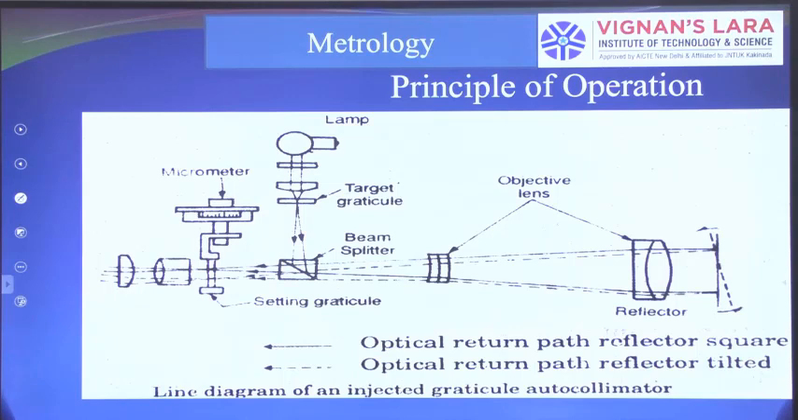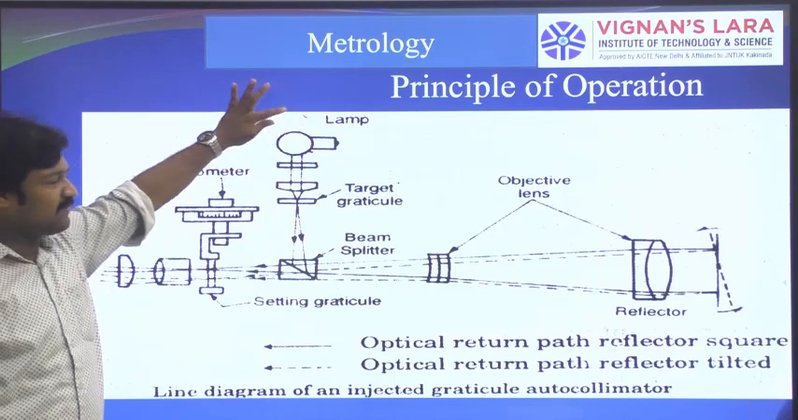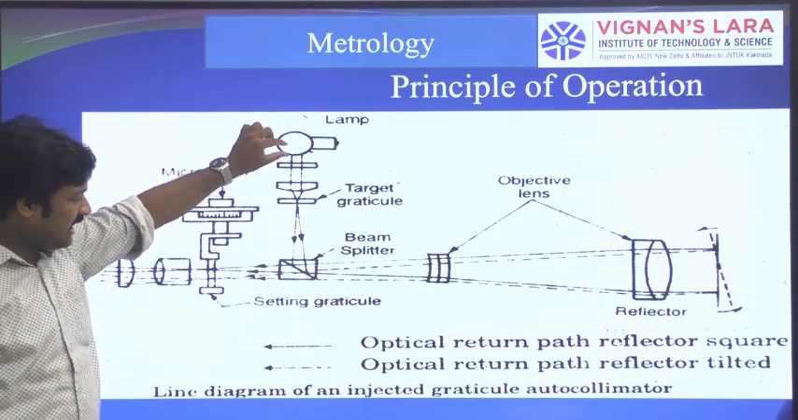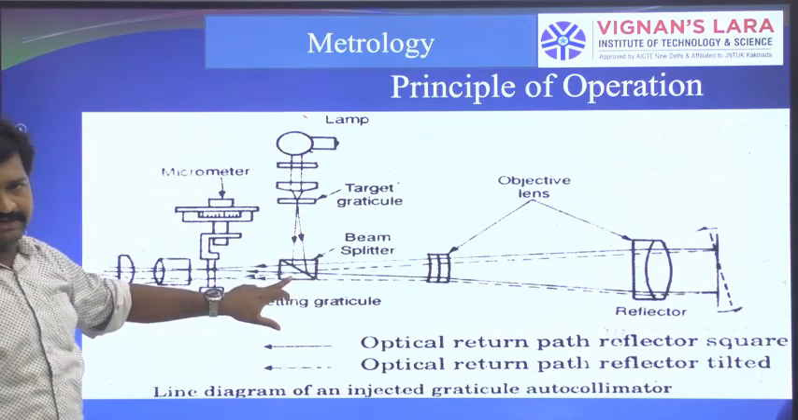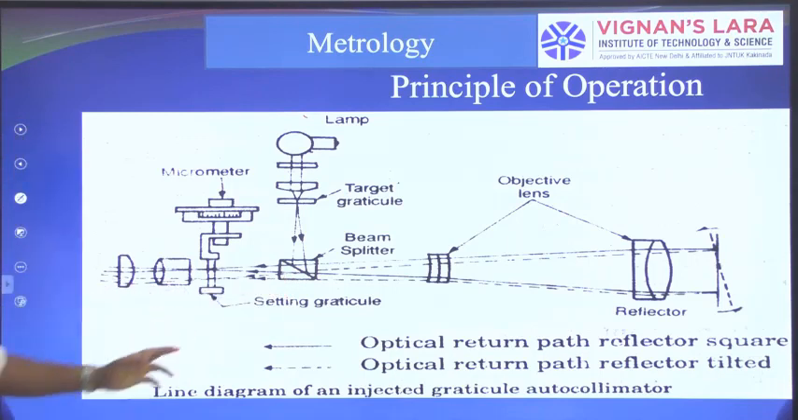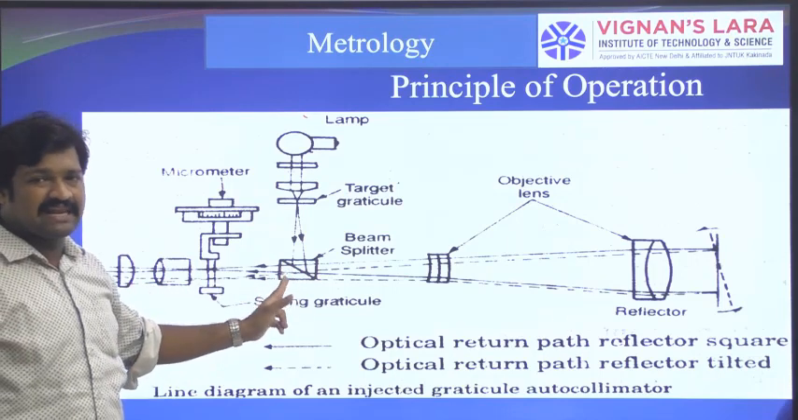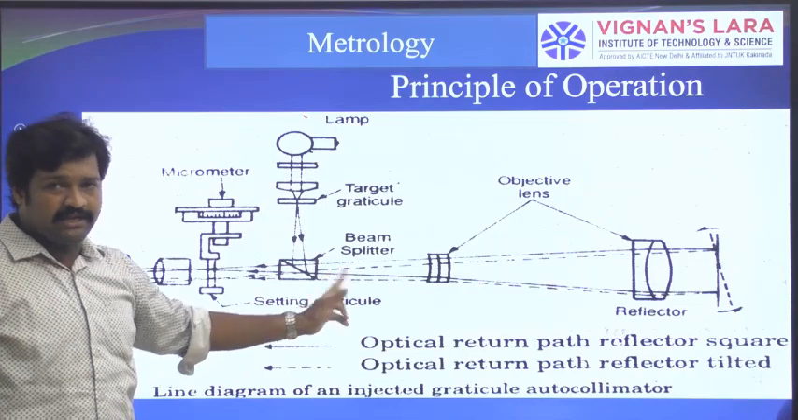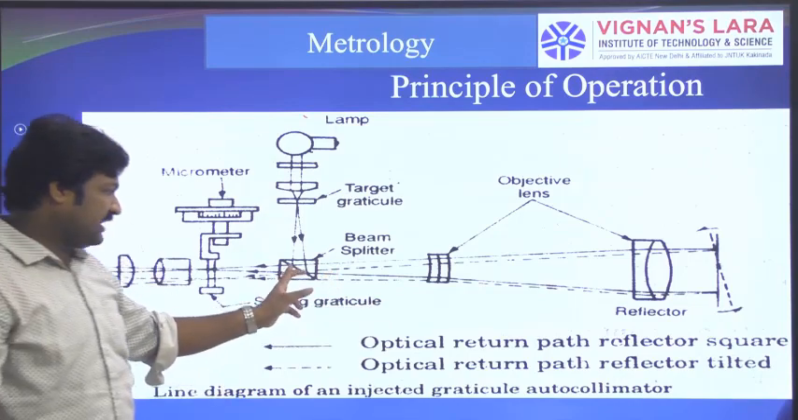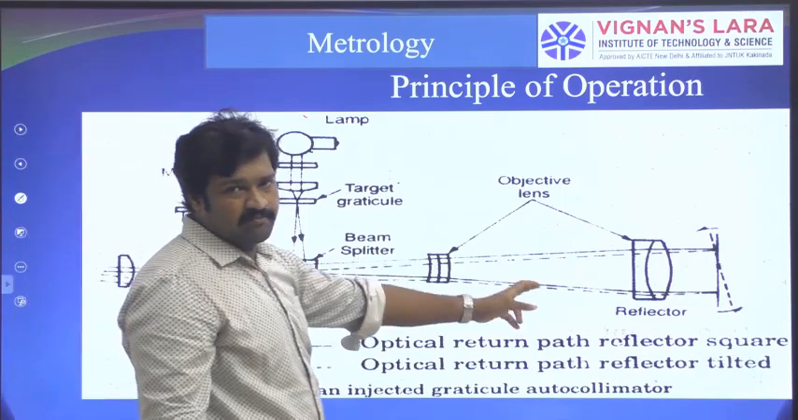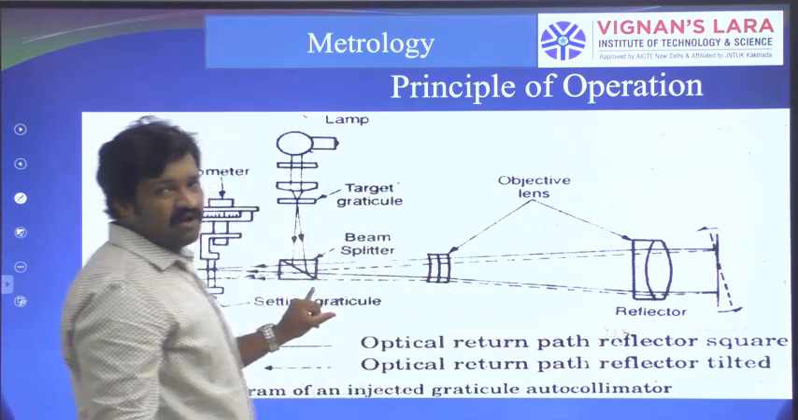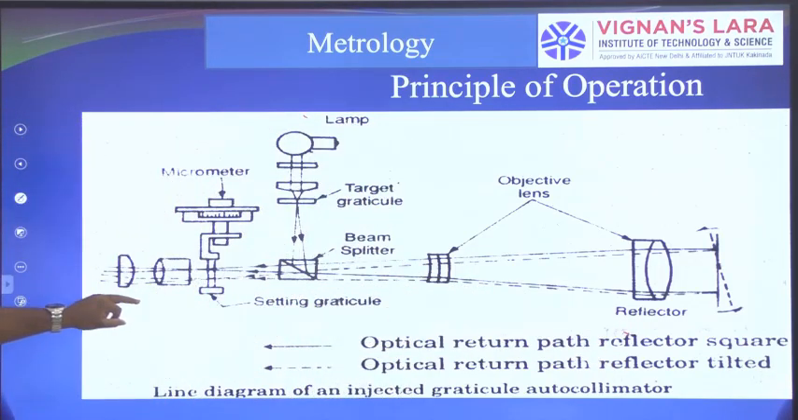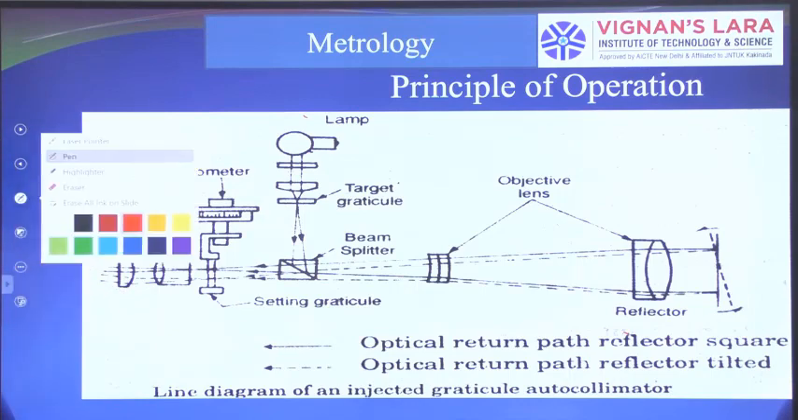So there is one more explanation of operation. By means of a lamp, that is a light source, light is emitted and falls on the beam splitter. Then by means of this beam splitter, the light rays are split in two directions. One set of rays is projected onto the component by means of the collimating lens, and the other is reflected towards an eyepiece or the screen.